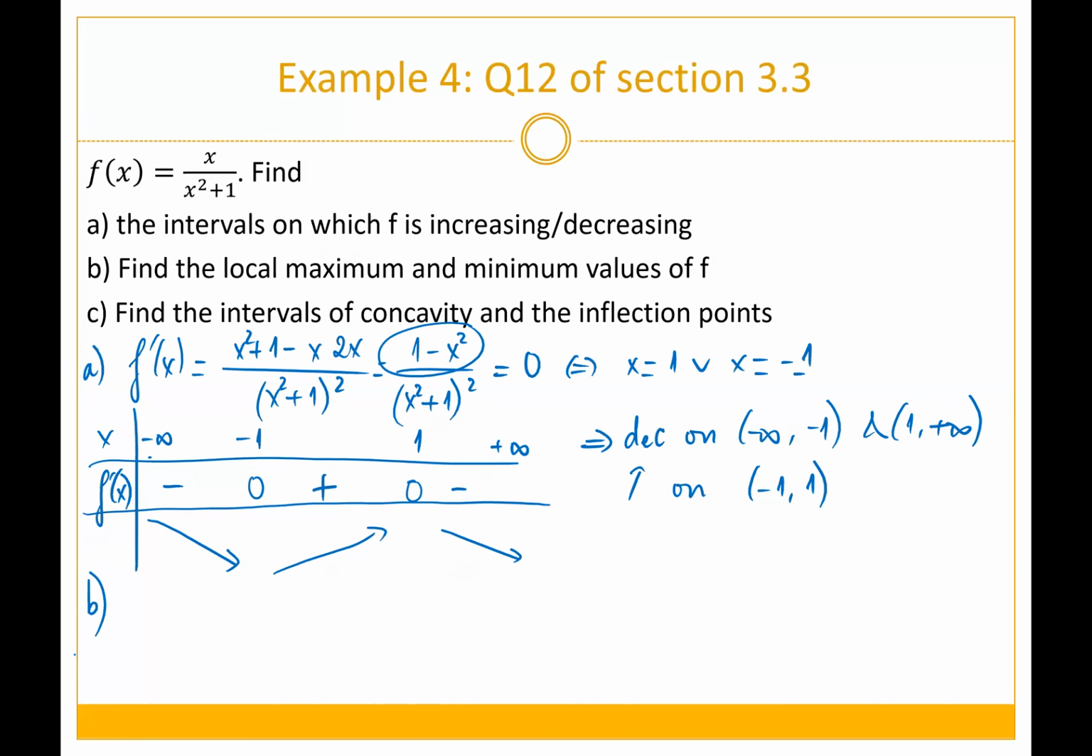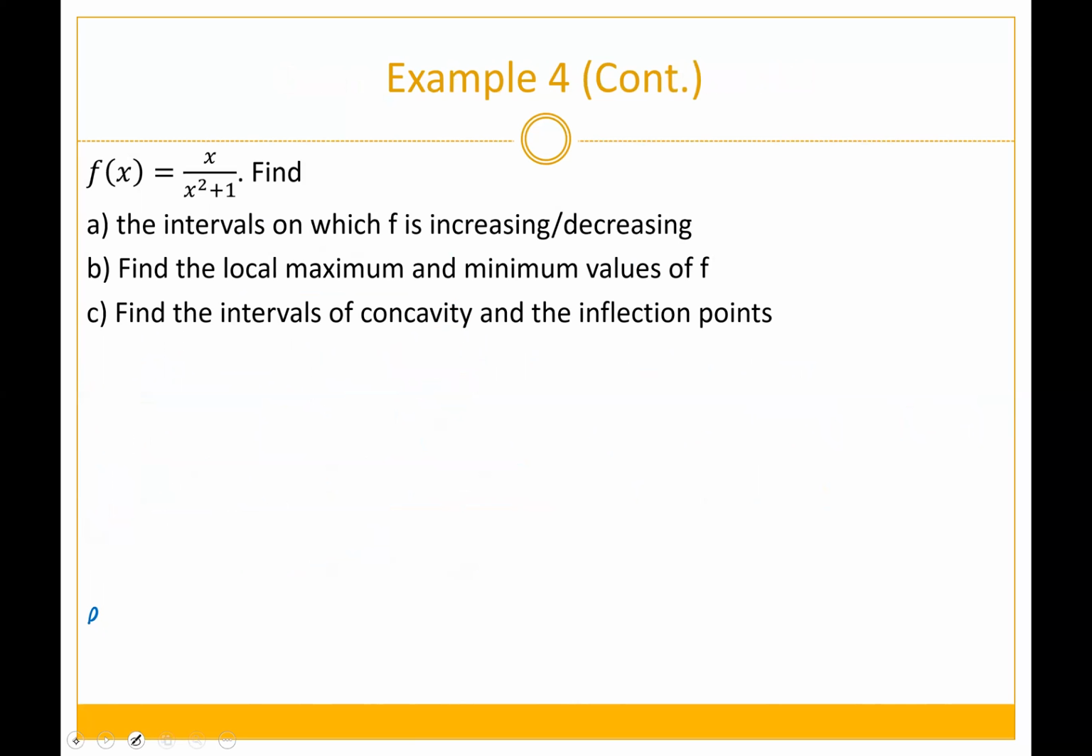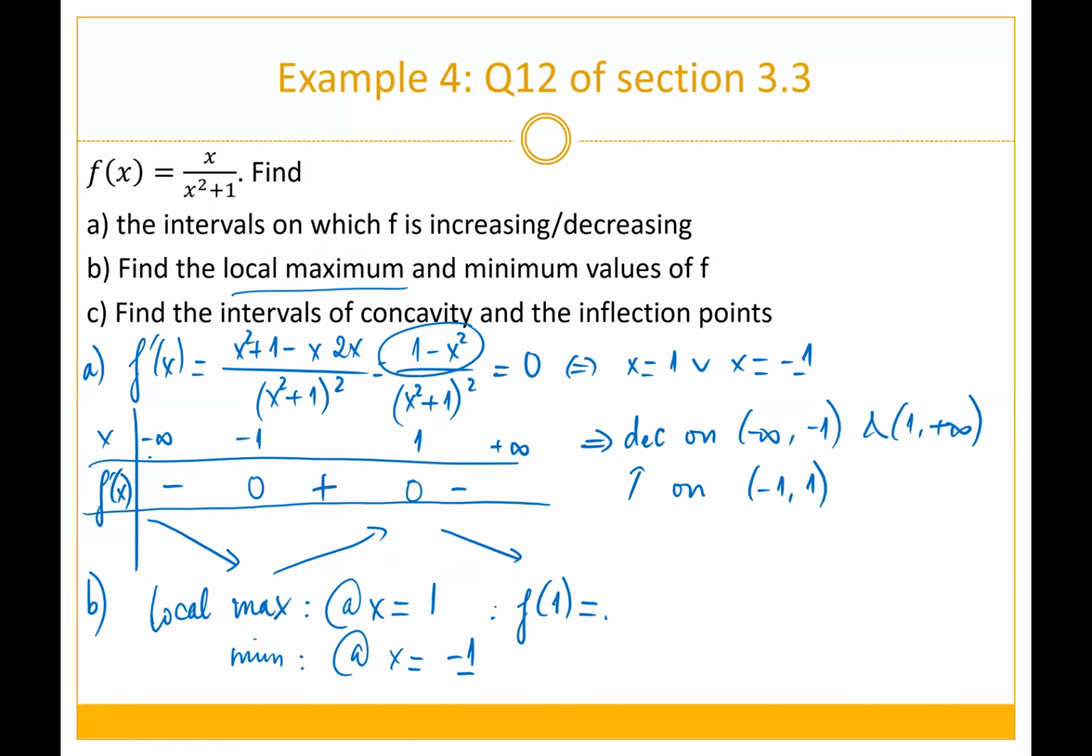Then we have B. Find the local maximum and minimum values of f. You can use the first or second derivative test, but I would usually use the first derivative. Here clearly you can see the local max is at x equal to 1, and the local min is at x equal to negative 1. The value of f of 1 is one half, and f of negative 1 is negative one half.